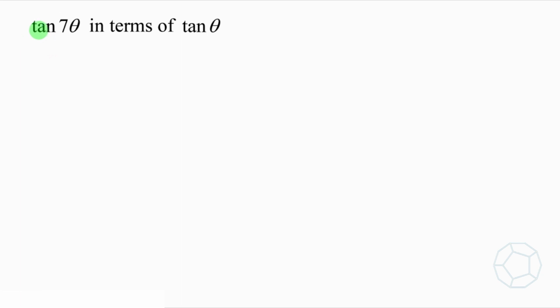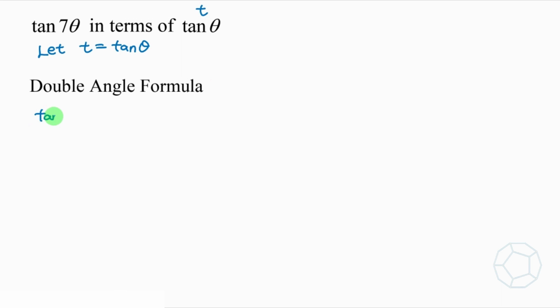In part 1, we're going to obtain a formula of tangent 3 theta in terms of tangent theta. To make the steps simple, we let t equal tangent theta. Therefore, tangent 3 theta will be in terms of t. By the double angle formula, tangent 2 theta is equal to 2 tangent theta over 1 minus tangent square theta. In terms of t, this is equal to 2t over 1 minus t squared. Let's call this equation 1.